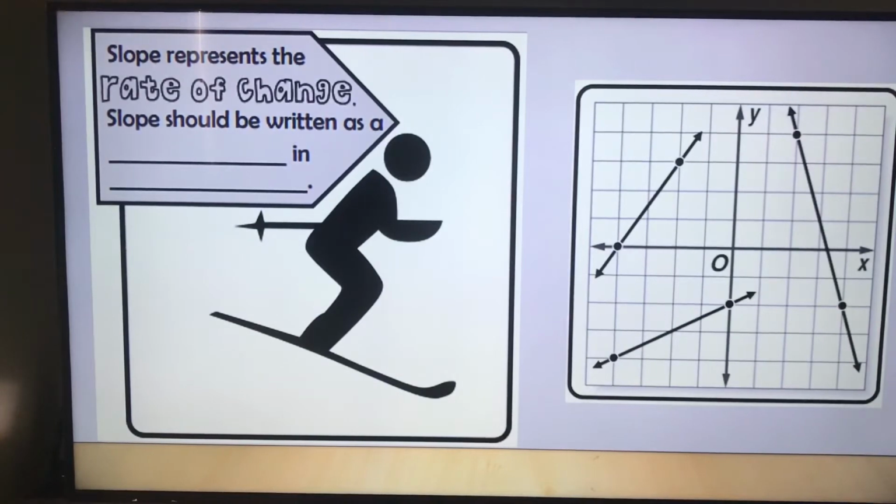So slope represents the rate of change. It should be written as a fraction in simplest form. So when you find your slope, we always simplify it. So let's take a look here. I've got 3 lines. Let's go find my slope.